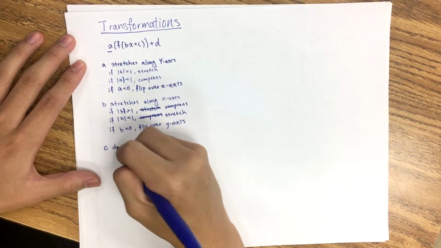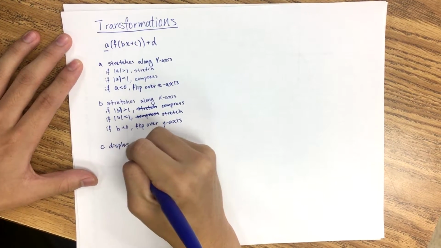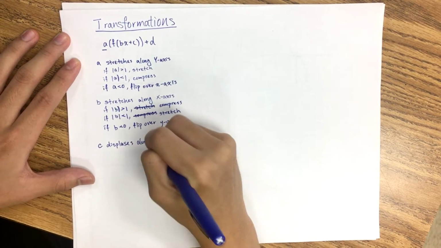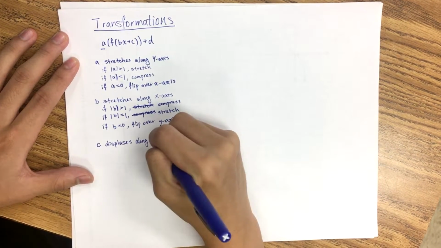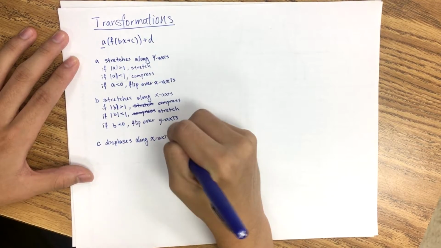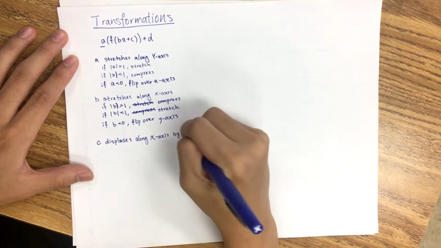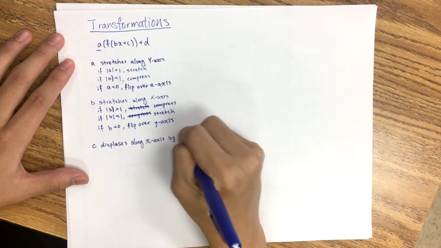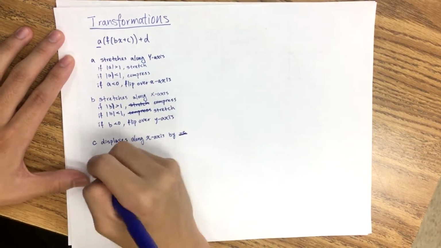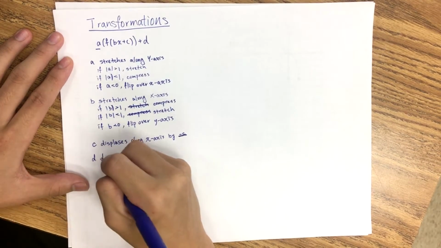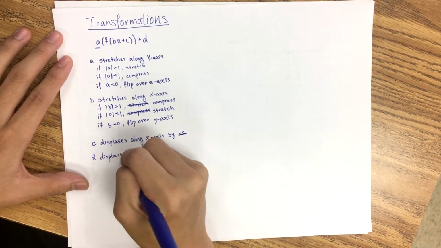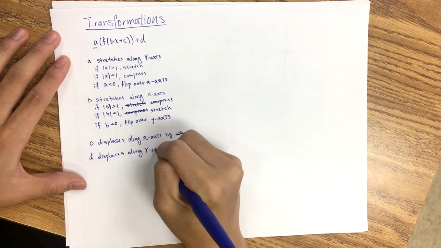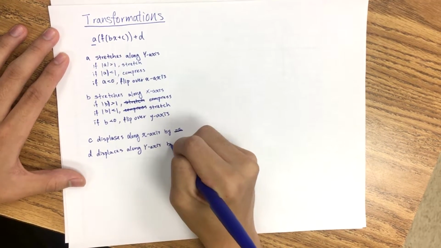The last two we'll be going over will be the addition of c and the addition of d. These are pretty simple. So c will be displacing along the x-axis by minus c. So say if we have plus 5, it will be going to the left 5 units. And then if we add d, it will be displacing along the y-axis by d. So if we have plus 5 at the end, it will be displacing up 5 units.